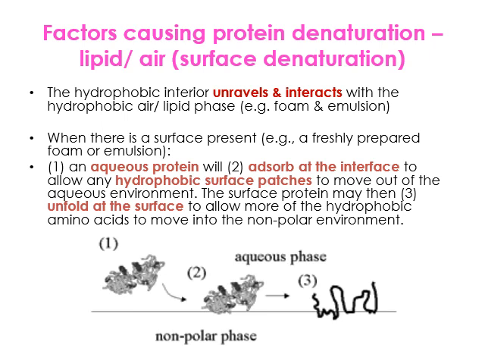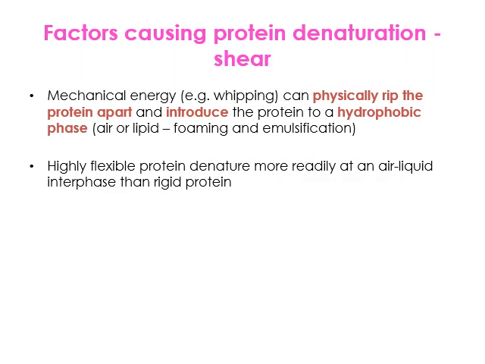When there is a hydrophobic surface present, the aqueous protein will adsorb at the interface, which allows hydrophobic surface patches to move out of the aqueous environment. The surface protein may then be unfolded at the surface to allow more of the hydrophobic amino acids to move into the non-polar environment. This will cause the protein to unravel, and mechanical energy such as whipping can also physically rip the protein apart, which introduces protein to a hydrophobic phase such as air or lipid. Highly flexible proteins denature more readily at an air-liquid interface compared to rigid proteins.